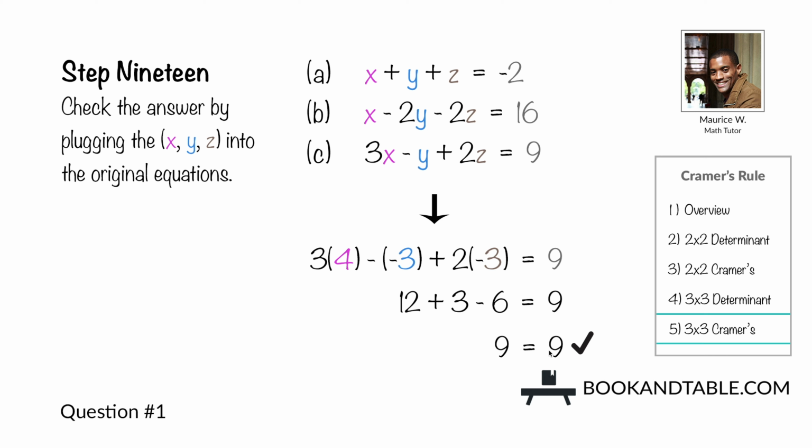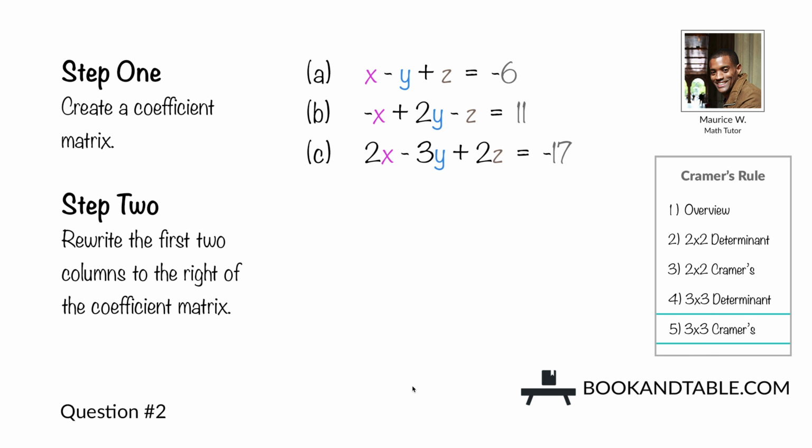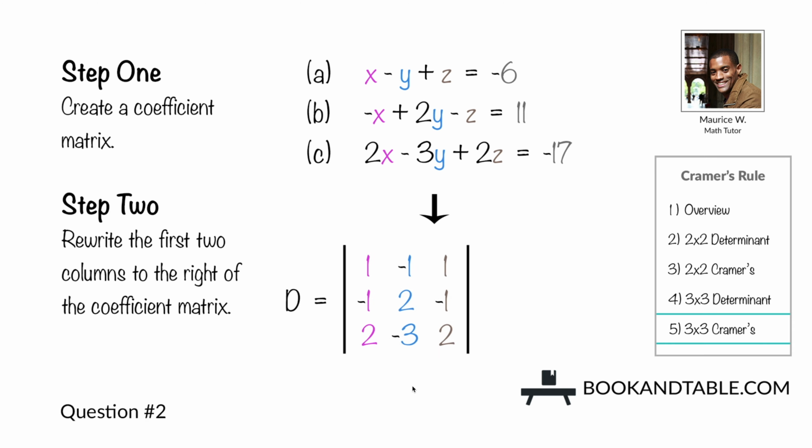So we see the solution to question number 1 is the point where x is 4, y is negative 3, and z is negative 3. So that is the solution to question number 1. Let's have a look at question number 2. Step 1, create a coefficient matrix.